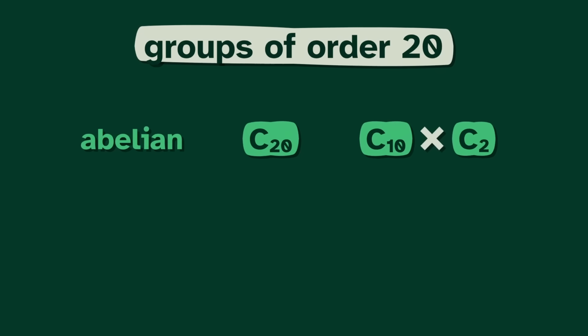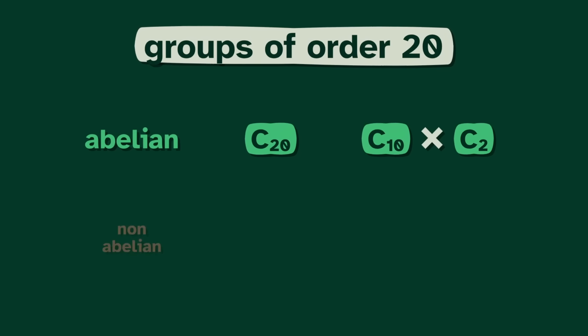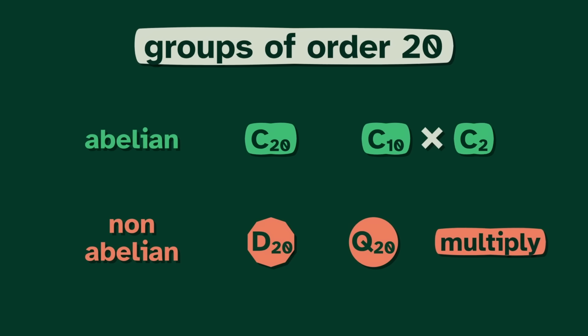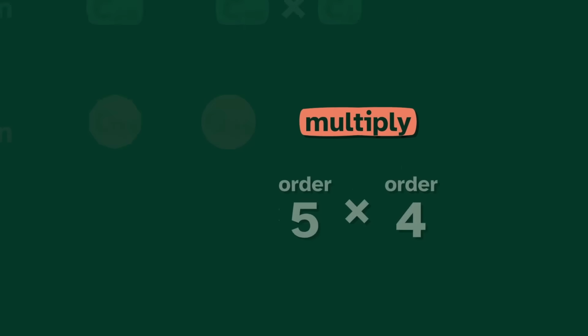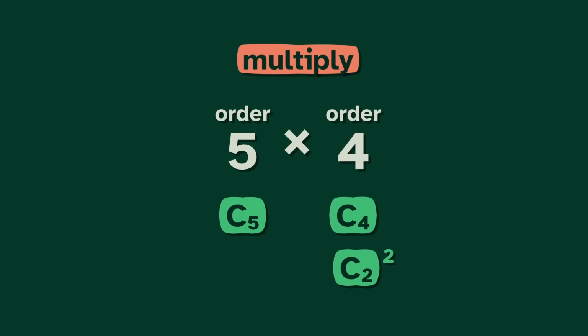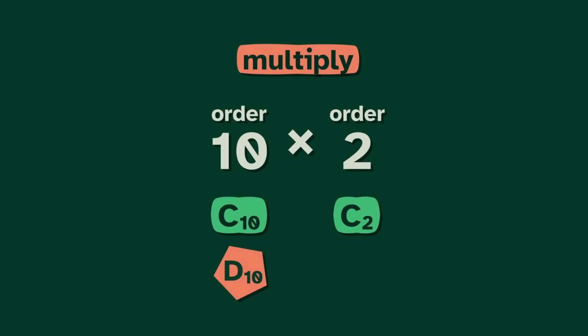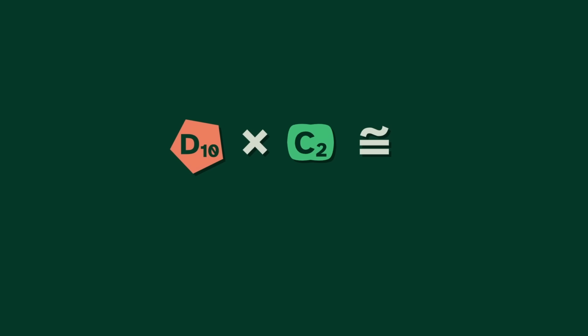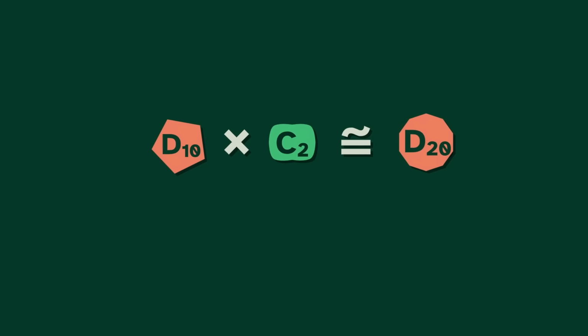It's time to look at the groups of order 20. We already saw the abelian ones. What about non-abelian? We have the basic ones, D20 and Q20. Then we can multiply smaller groups. Yes, but order 5 times 4 won't work, since those are all abelian. We could do 10 times 2 using D10 times C2. Yes, though this is not a NOOP. It's the same as... D20?